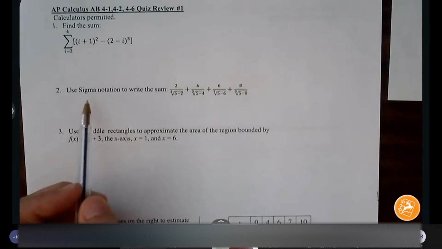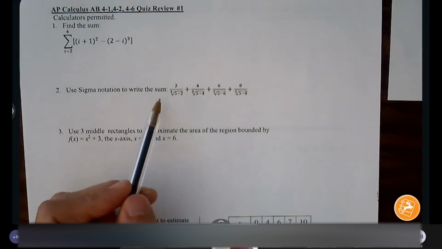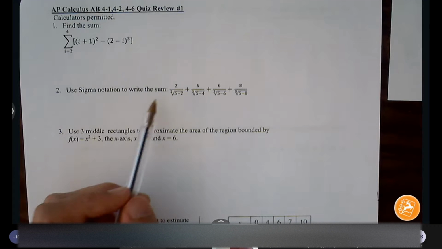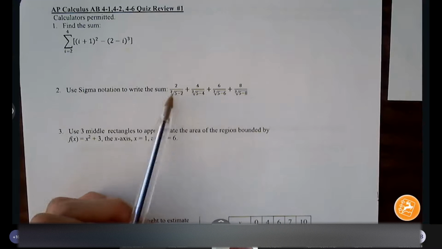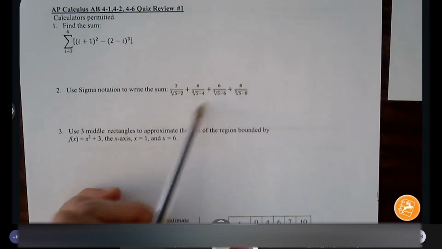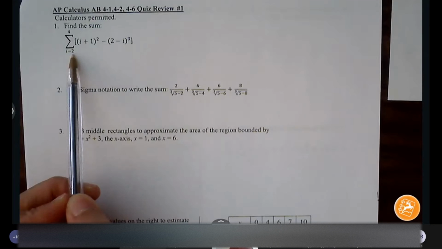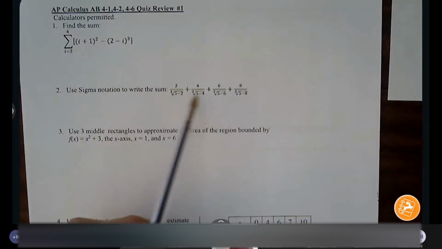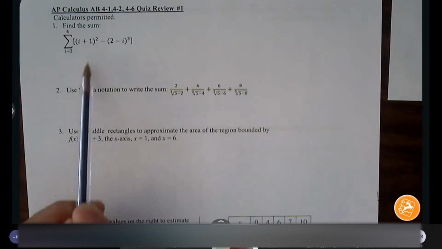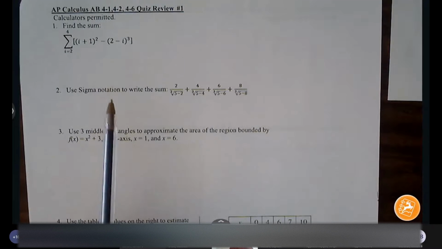All right, number 2, use sigma notation to write the sum. This is where we're going backwards. We have the sum information here, but we're trying to get this to be a rule. So working backwards, we have to play around with different patterns to see what pattern will fit into a rule.